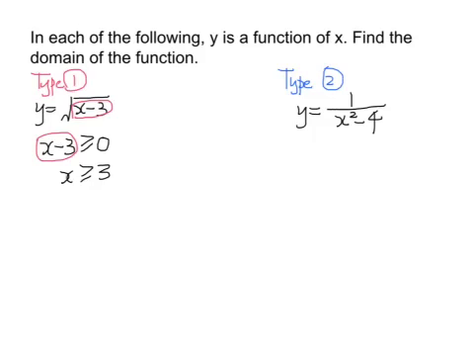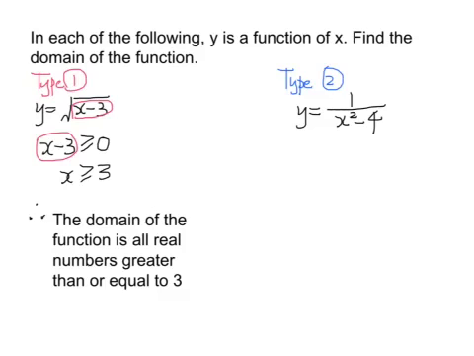So therefore, your answer, the domain, is all the real numbers greater than or equal to 3. Again, because anything inside the square root has to be greater than or equal to 0. This is type 1 question. Now let's move on to type 2 question. Type 2 deals with a fraction.